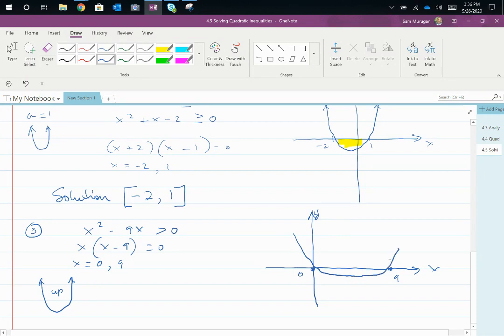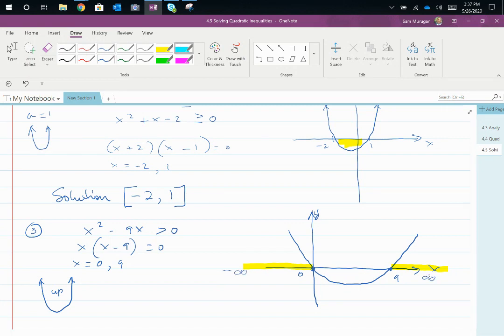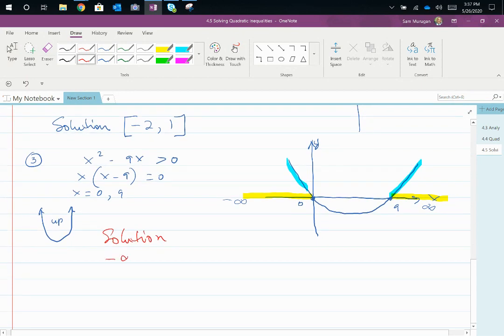I hope you guys can see that knowing where the vertex is does not affect the solution for this type of problem. And this is asking about greater than, so it's asking about the portions of the graph that are above the x-axis, from negative infinity up to 0 and from 9 to positive infinity. In other words, it's asking about these two parts of the graph. So the solution is from negative infinity to 0, and then from 9 to positive infinity. Put that union in between.